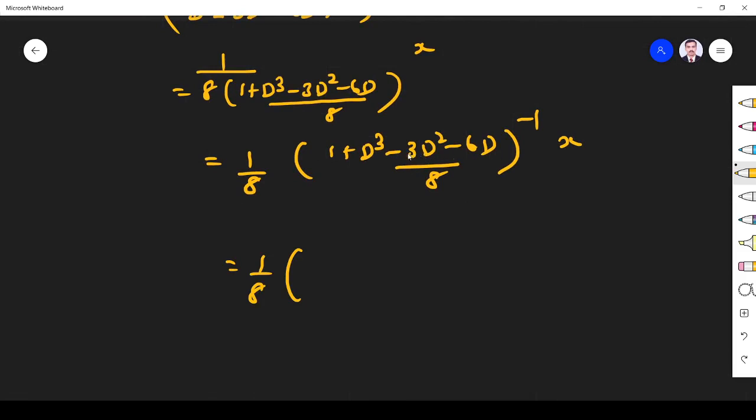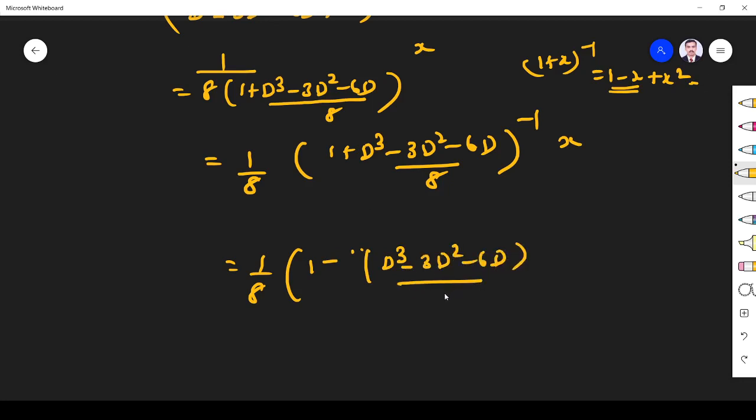Now you take 1 by 8. First let me expand. What is 1 plus x power minus 1? This is 1 minus x plus x squared, like that it will go. Right? So even if I expand first up to 2 terms, what will happen? 1 minus d cube minus 3d squared minus 6d divided by 8. Next, I have to go for plus x squared.